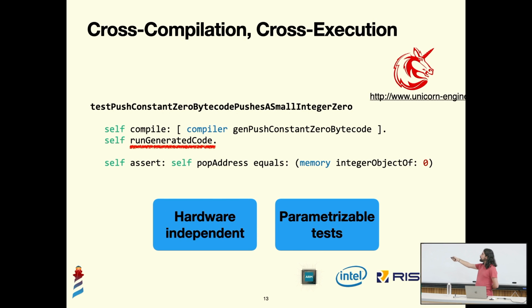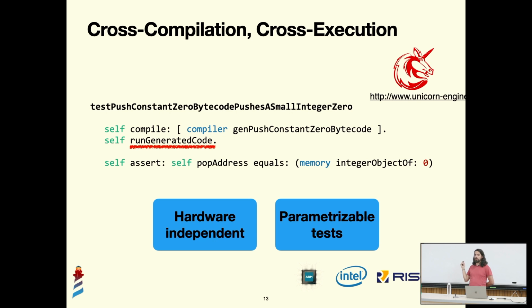For this run generated code here, we are using what I call cross-compilation and cross-execution. We are using Unicorn actually to run our tests, so it is hardware independent. We run it on different architectures, for example, ARM, Intel, RISC-V, 32 and 64 bits. And we use parameterizable tests for that. So this test actually runs for a lot of different combinations.